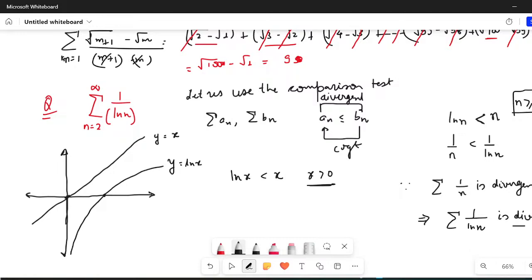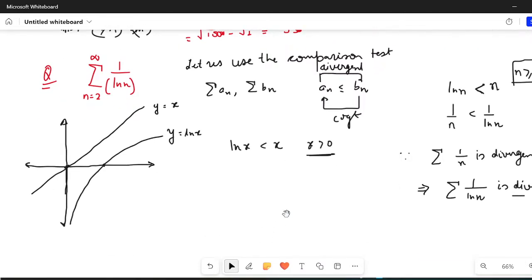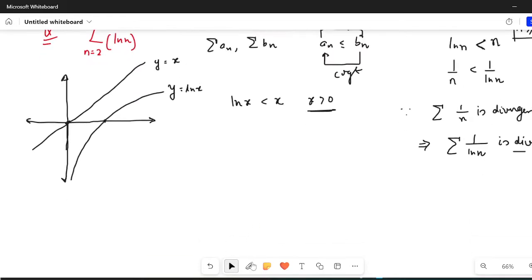Just let me know if you've got this particular thing. Okay, so now let us do another problem. Try to do this problem. What do you think about this series?